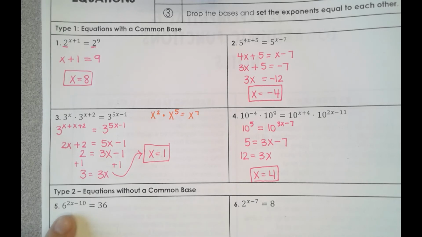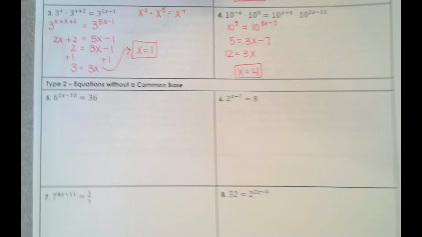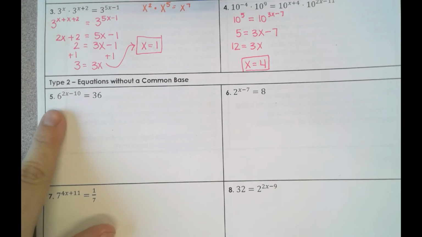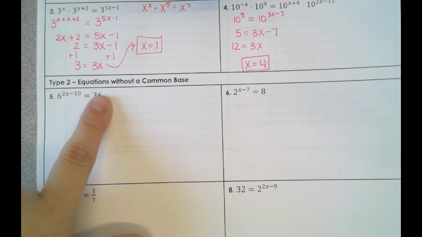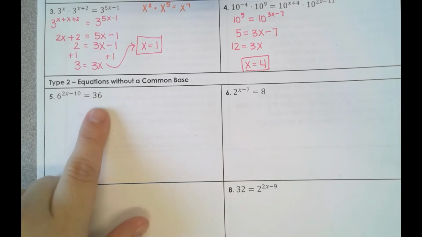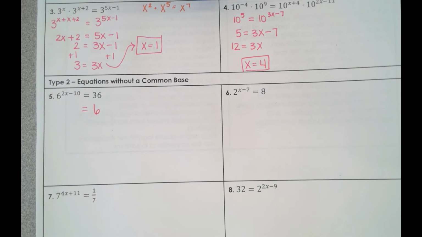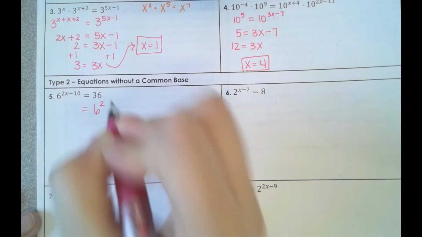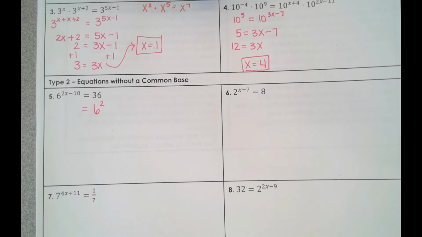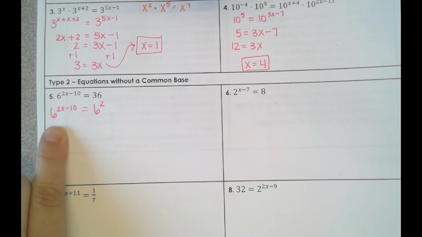Whenever we have bases that are not the same, it can be a little bit more complicated. On this left side, I have a base of 6. My goal is to make this side also have a base of 6. Think about it for a second: how can I turn this 36 into 6 to some power? 6 squared. 6 squared is 36. So now those have the same base.